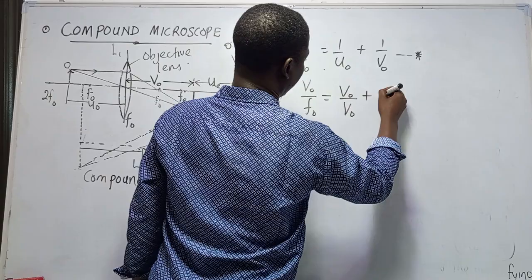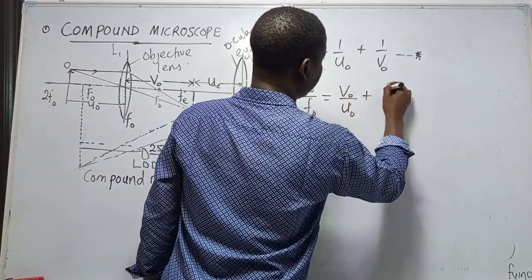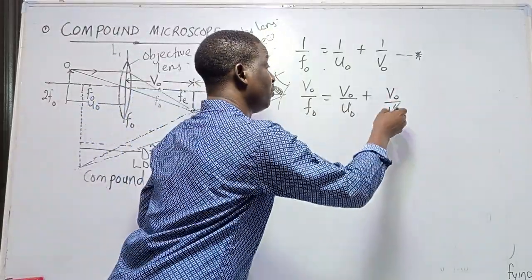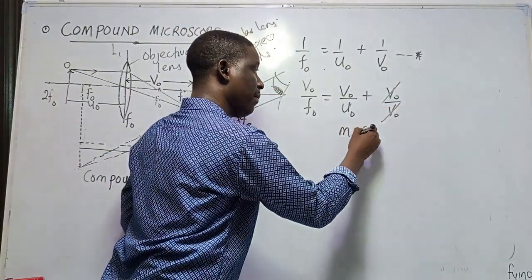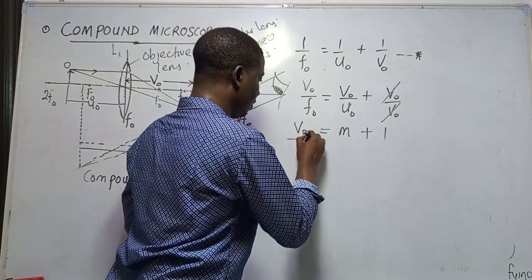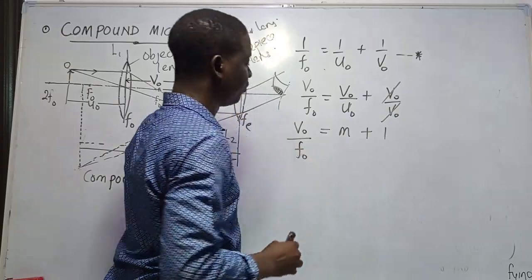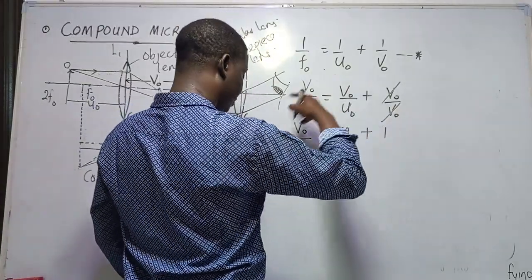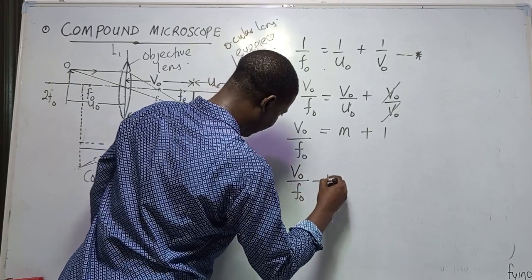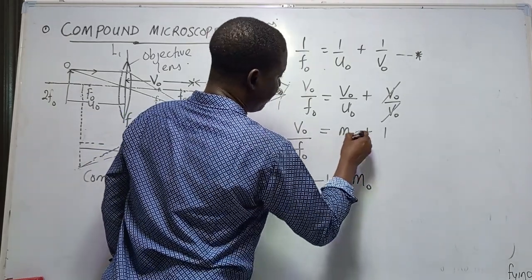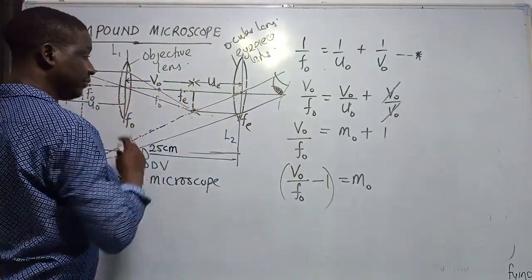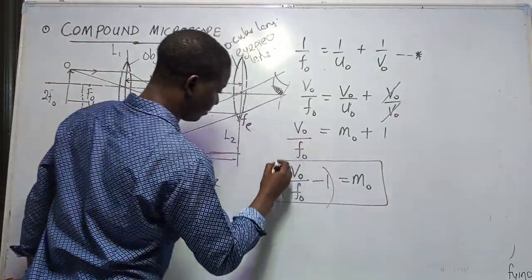So what do you have? Plus v naught over v naught, this one will cancel. So this one becomes M plus 1 equals v naught over f naught. So this one now will come here. I would have it as v naught over f naught minus 1 equals M naught. This M naught is the magnification of the objective lens. So this is it.